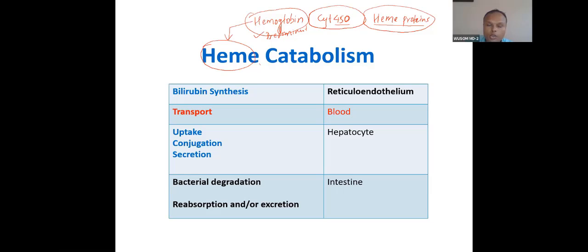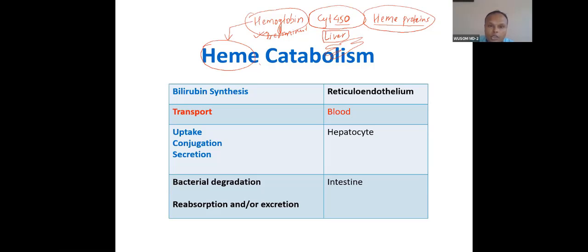The predominant one is hemoglobin. The cytochrome 450 system is present in the liver, because the liver is a very favorite destination for drug metabolism. Hepatocytes are a very important tissue for drug metabolism. That is why the liver endoplasmic reticulum has an abundant amount of cytochrome 450 system. Therefore, the liver also has heme catabolism.